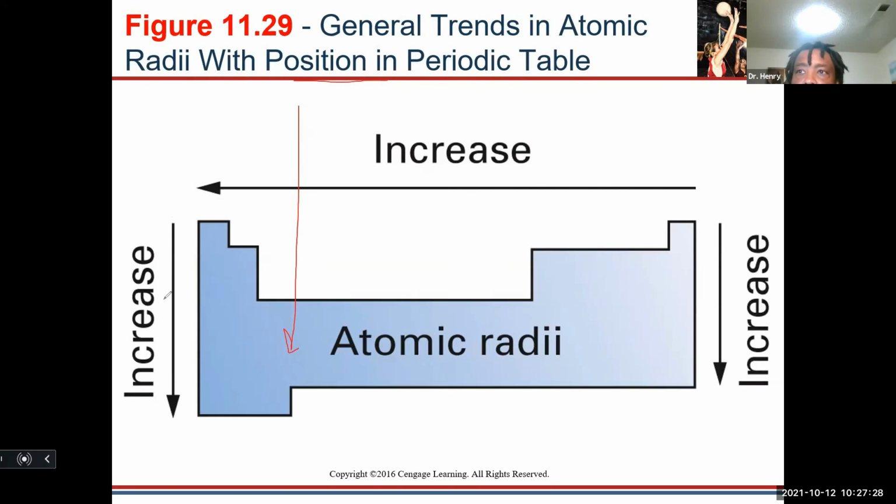So the size increases from top to bottom, and the size also increases from right to left.